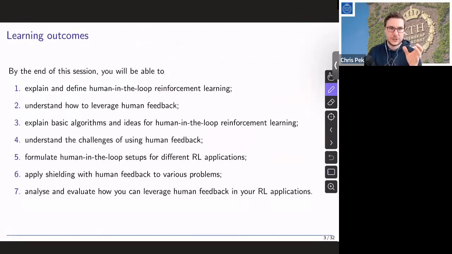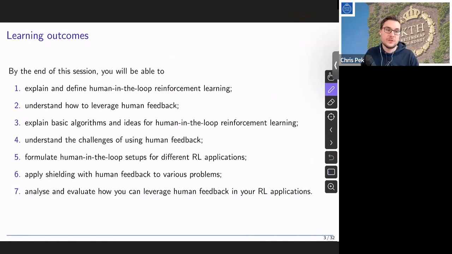By the end of this session, I hope you will be able to first explain and define human-in-the-loop reinforcement learning, what it is, why we need it, that you understand how to leverage human feedback in reinforcement learning, what human feedback is in general, how we can get it into a reinforcement learning system, that you're able to explain basic algorithms and ideas for human-in-the-loop reinforcement learning, that you understand the challenges of using human feedback. It's not always easy to use human feedback, especially if it's uncertain.